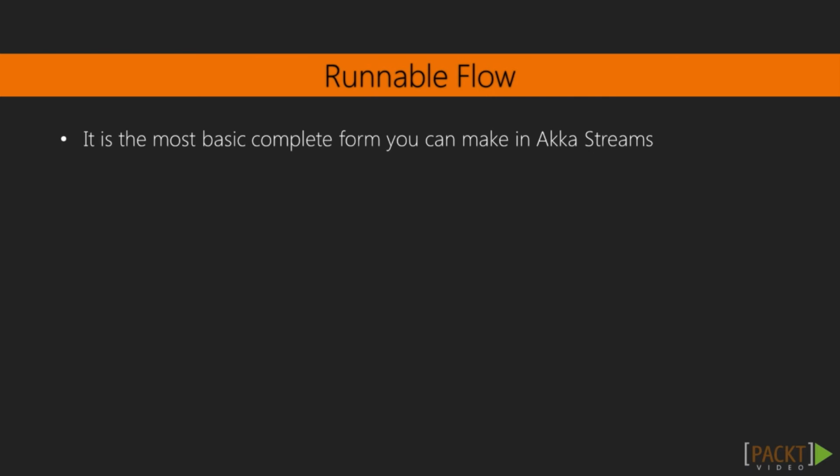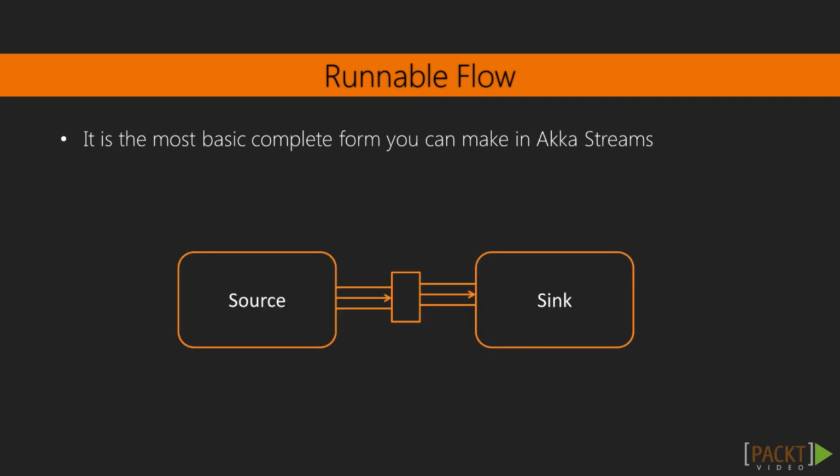When connecting the source to the sink, we get a runnable flow. A runnable flow is something we can start. In other words, it's a flow with a sink and a source attached, a complete stream pipeline. This is the most basic complete form you can make in Akka Streams. This means you must connect your source with a sink to have a complete system, and your data can flow through it. Now, let's implement all this into a simple app.